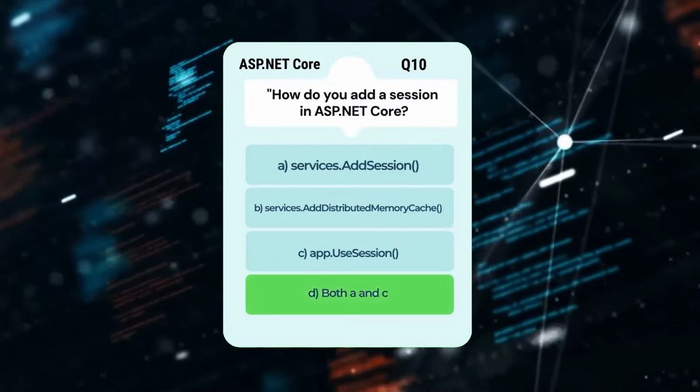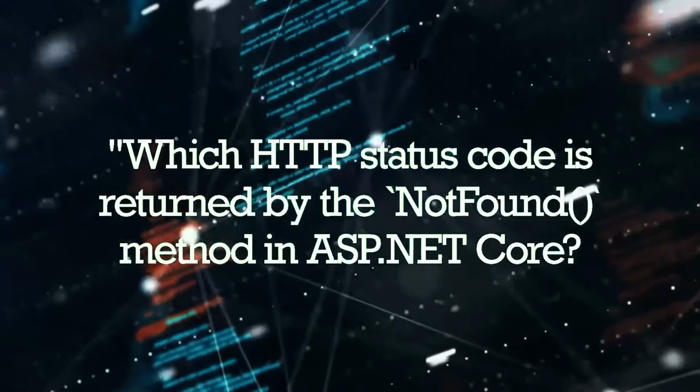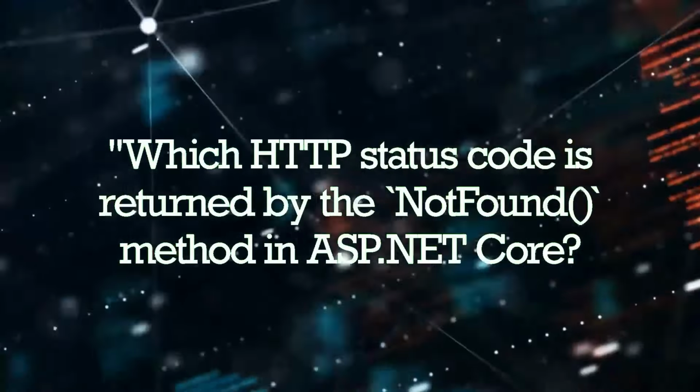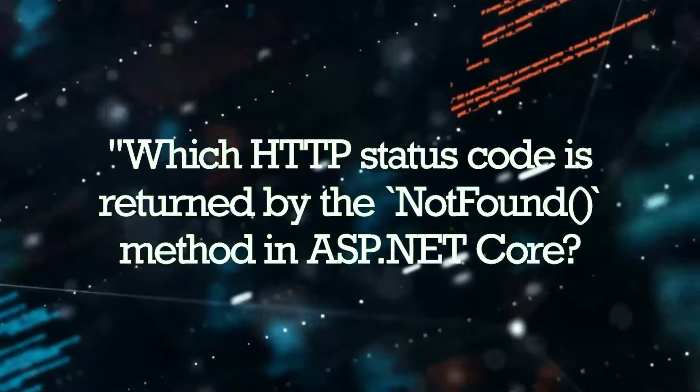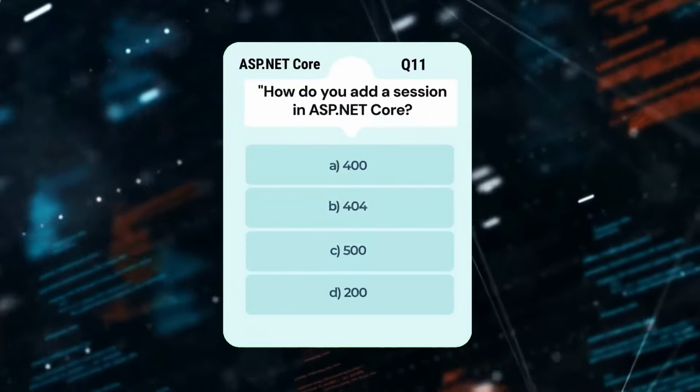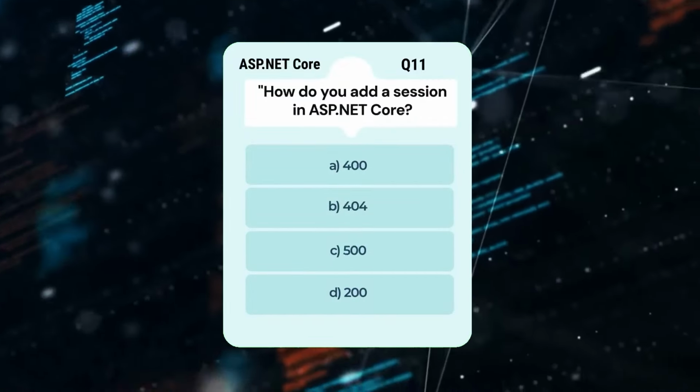Answer: D. Which HTTP status code is returned by the NotFound method in ASP.NET Core? Options: A. 400 B. 404 C. 500 D. 200.